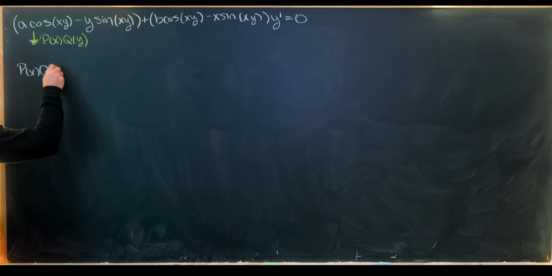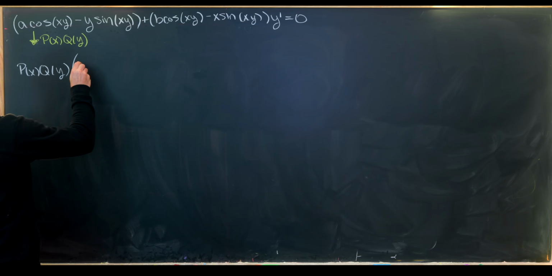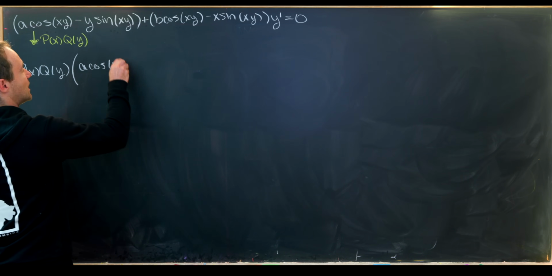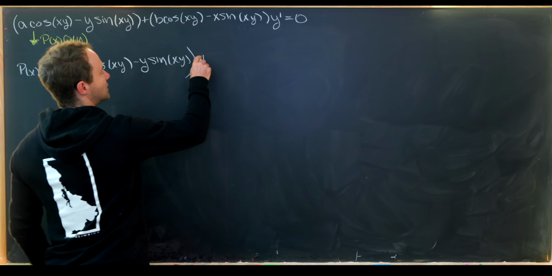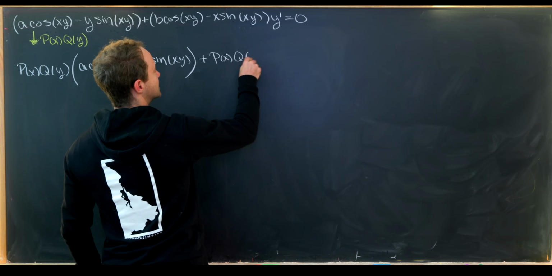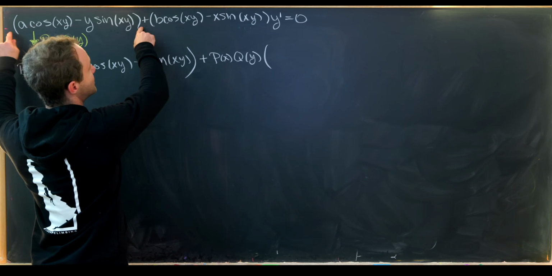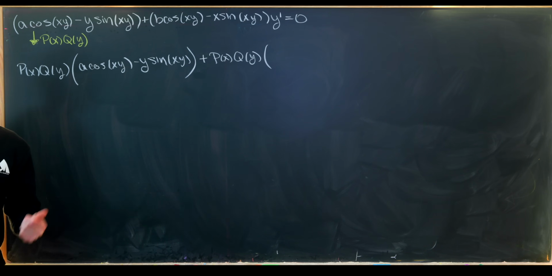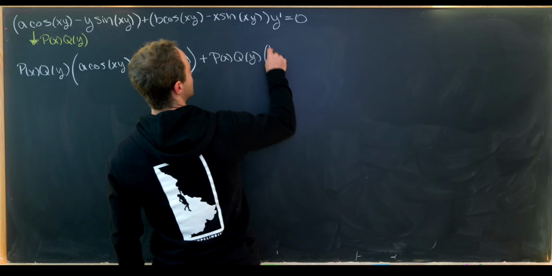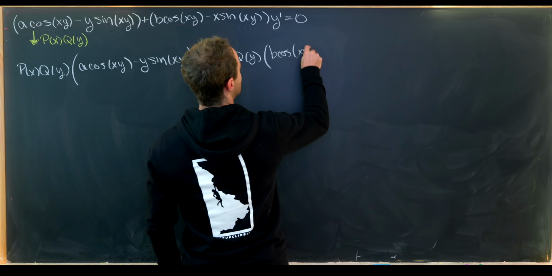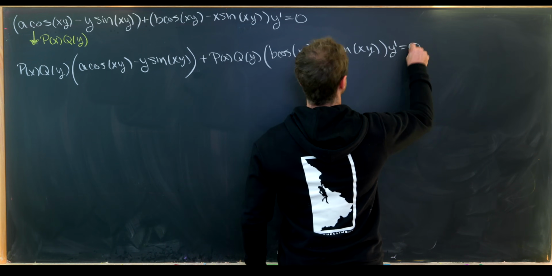That'll give us the new differential equation, p of x times q of y times all of this. So I'll write that as a cos xy minus y sine of xy. And then I'll also put my p of x times q of y times the rest of this stuff. I'm splitting this up into the part that's multiplied into y prime and the part that's not, because we want to impose the exactness condition, which we'll do in just a second. Okay, so let's repeat this. We have b times cosine xy minus x times sine of xy, y prime equals 0.